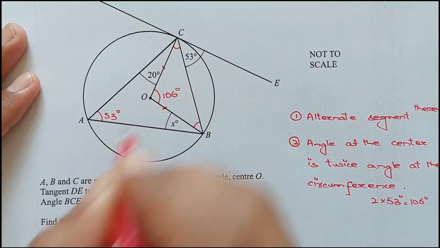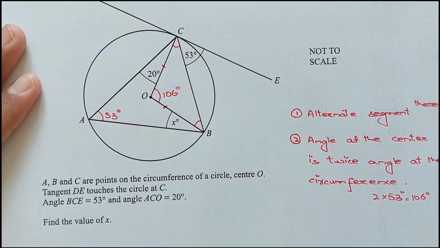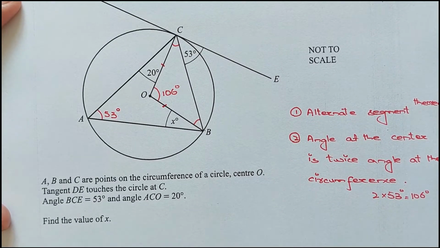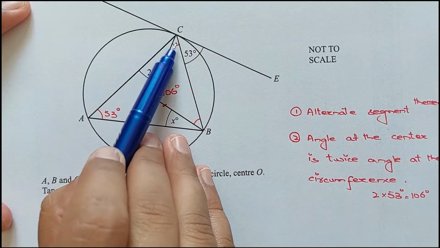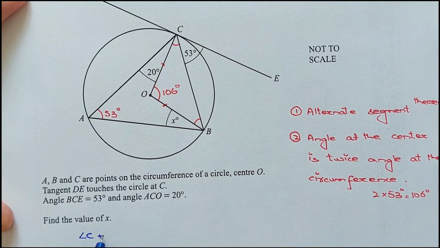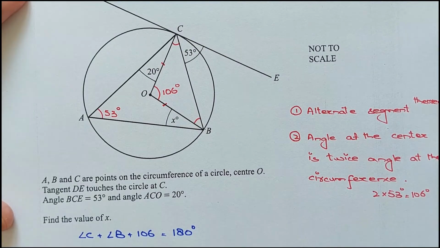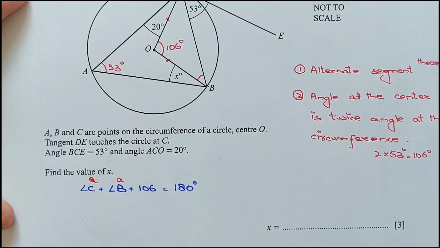Now we can use the information of an isosceles triangle. The two radii, OC and OB, they are the same. So angle C and angle B are also the same, right? The sum of all angles of a triangle adds up to 180 degrees. So angle C plus angle B plus angle 106 equals 180 degrees. Let's name these two angles as A, right?